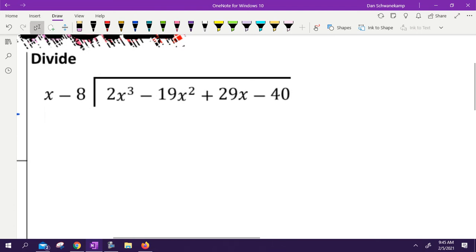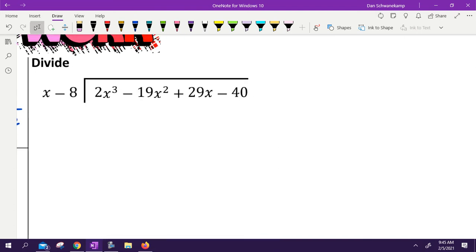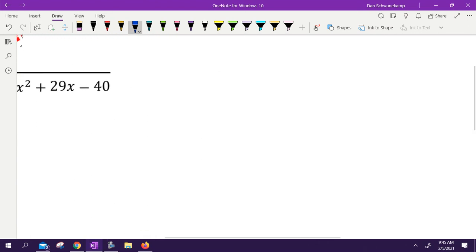Last thing we got to do is long division. Okay? Long division with polynomials. It's been a while since you did it. You probably did it one day in pre-calc, one day in algebra 2, and you kind of forgotten since then. Okay? Think back to like 4th grade.